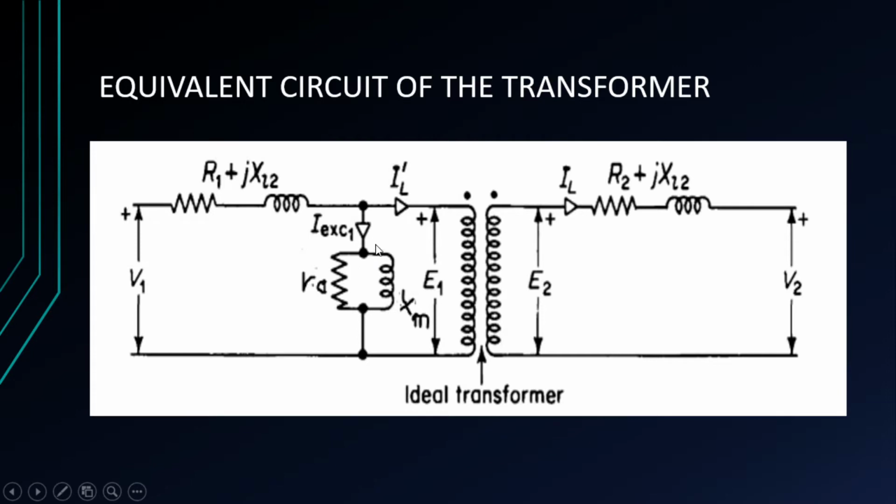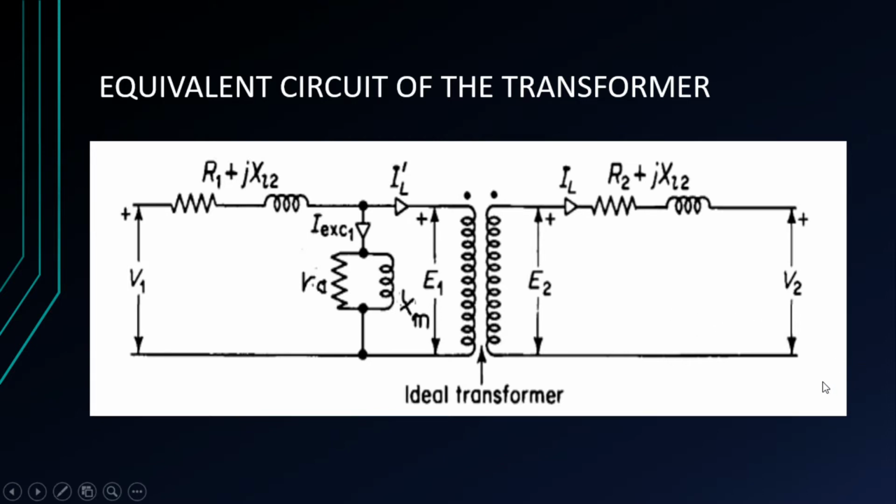So here we have the exciting current or the losses. We have here the R0 or the core loss resistance and the X sub m or the magnetizing impedance. So under the R0 we have the core loss current. Under the X sub m we have the magnetizing current.